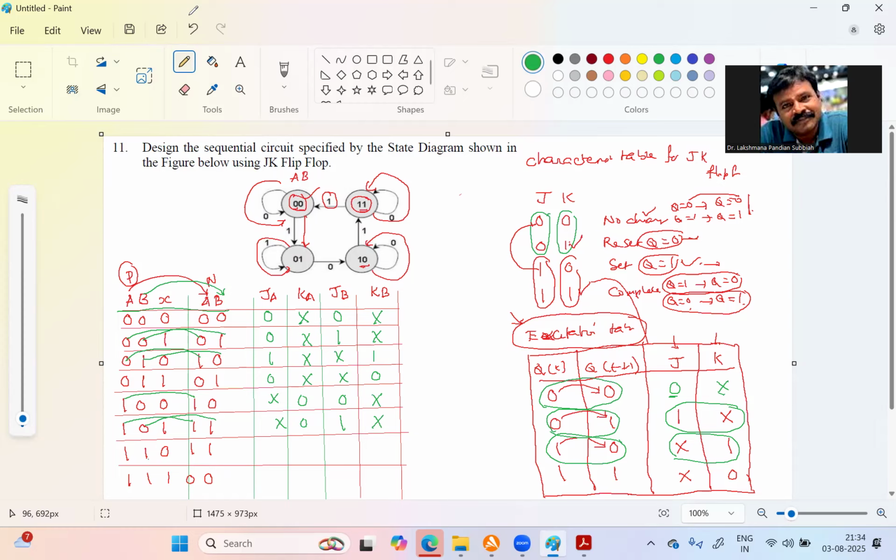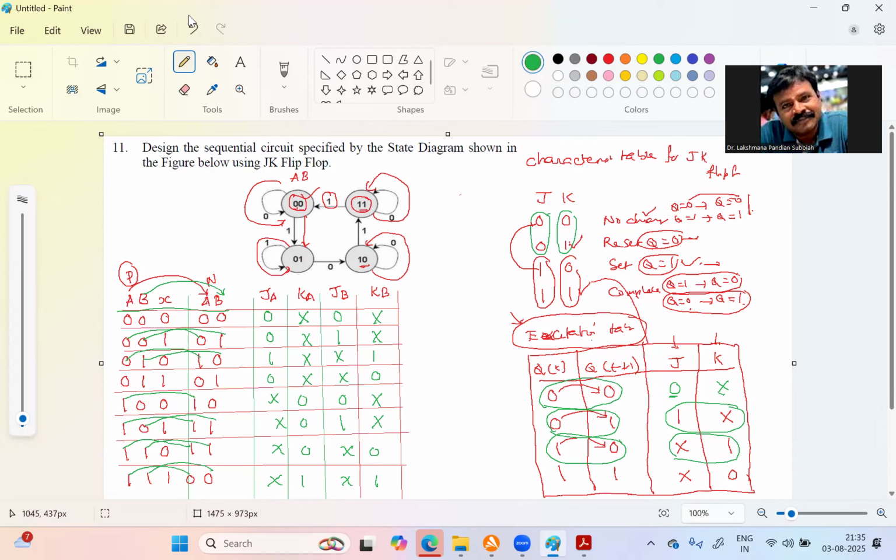Then here we are having now this one, right? So that is here 1 to 1, and 1 to 1 is X0. Then this also 1 to 1 is X0. Then here 1 to 0 is X1. Then this is 1 to 1, and this also 1 to 0 is X1.